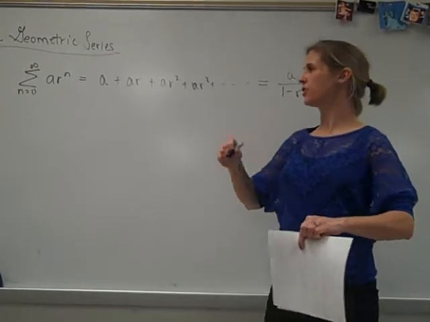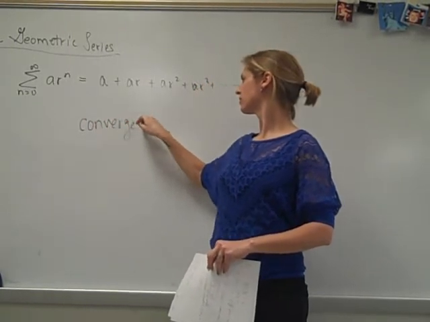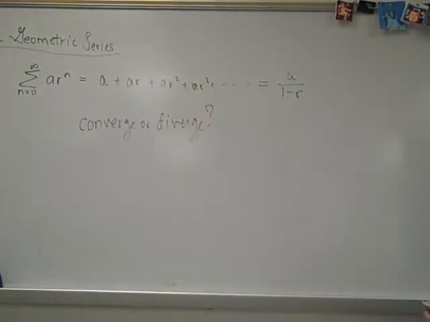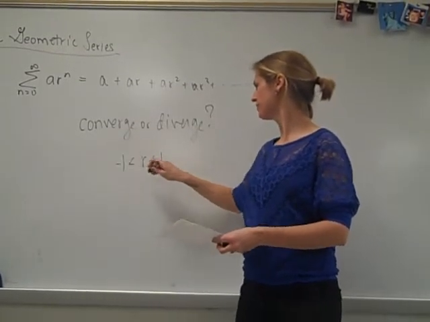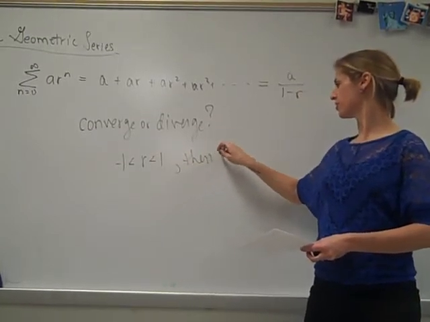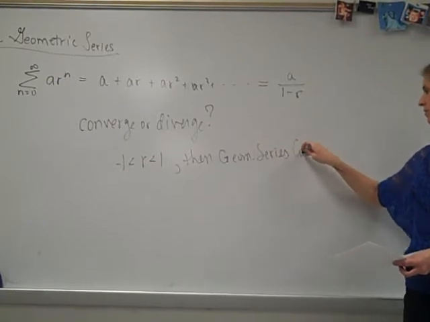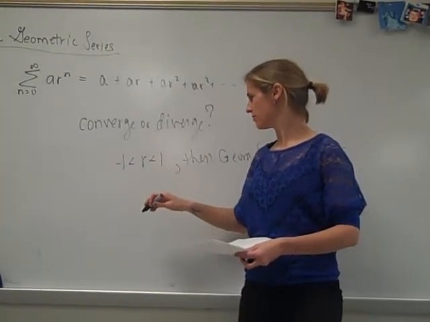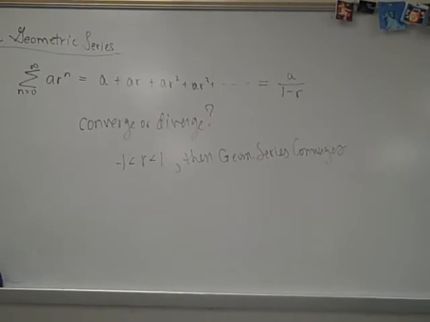To know if it's going to converge or diverge, all we have to know is what r is. If r is between 1 and -1, then the series will converge. And if it's outside of that, if it's bigger than 1 or less than -1, or it equals those values, then the series is going to diverge.